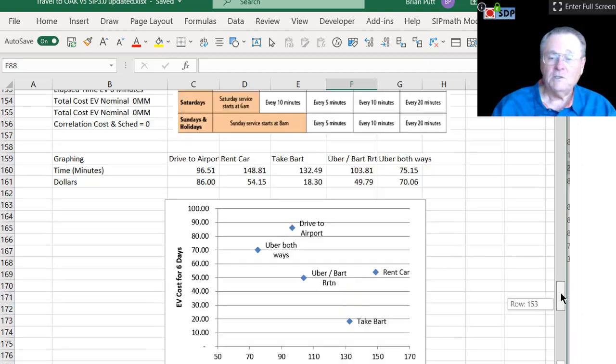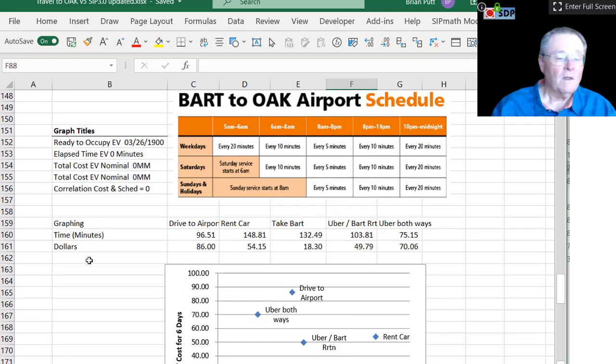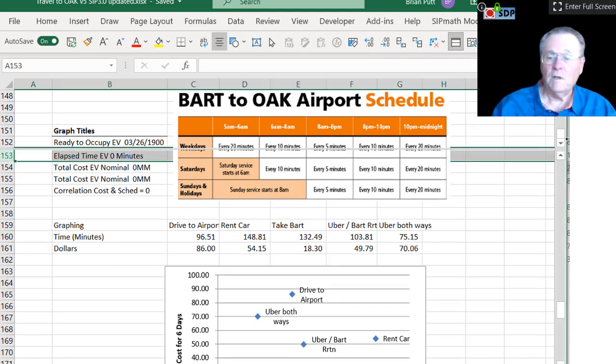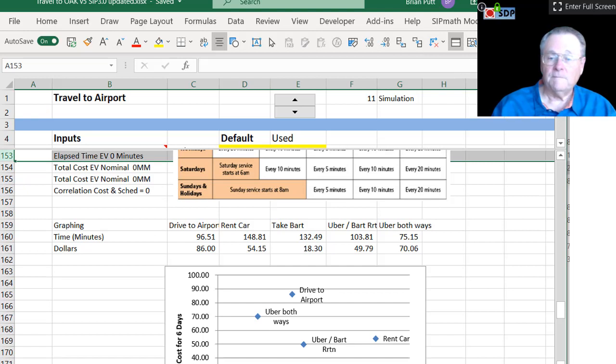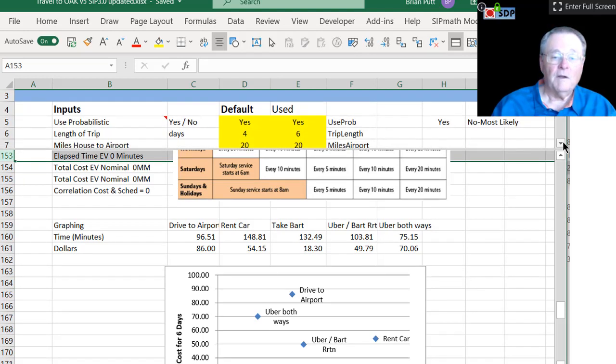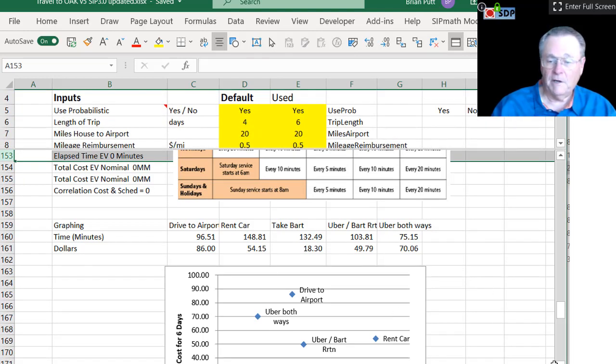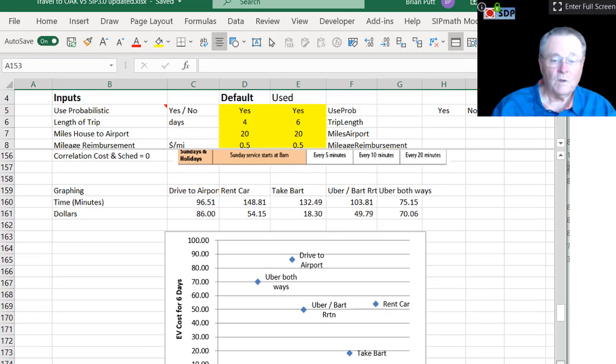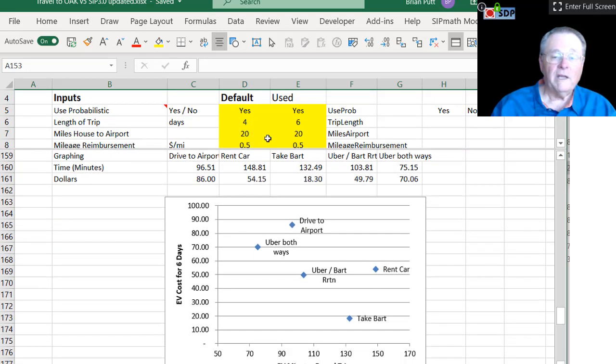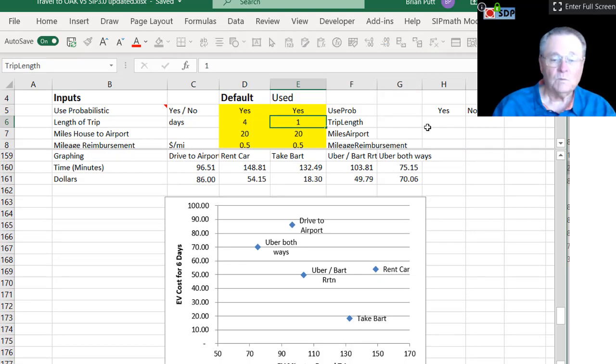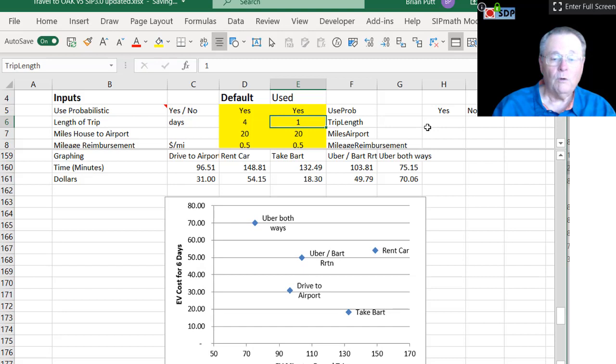Okay, so let's do this. Let me split my screen here. I think I can just split it right here. And we're going to take this to the top. And there's the 6 days. And then we'll come down here and look at this graph. So what if I did a 1-day trip, just to take an extreme? Whoa! Now driving to the airport is really superior. It's superior to this one, superior to that one, superior to that one.